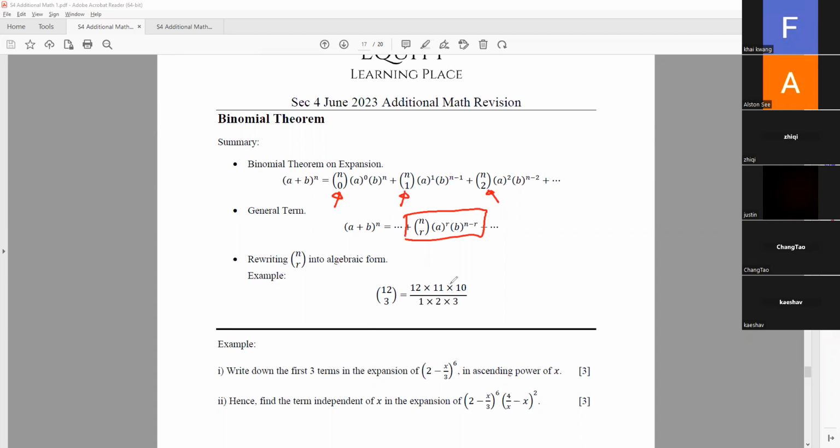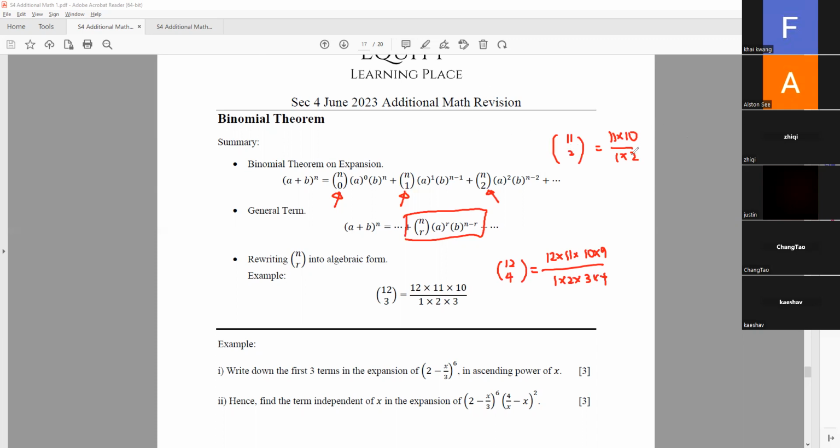So 12 choose 3 means 12 times 11 times 10 over 1 times 2 times 3. 12 choose 4 means what? 12 times 11 times 10 times 9 over 1 times 2 times 3 times 4. Okay. What does 11 choose 2 mean? 11 choose 2 means 11 times 10 over 1 times 2. The top keeps decreasing, the bottom keeps increasing.